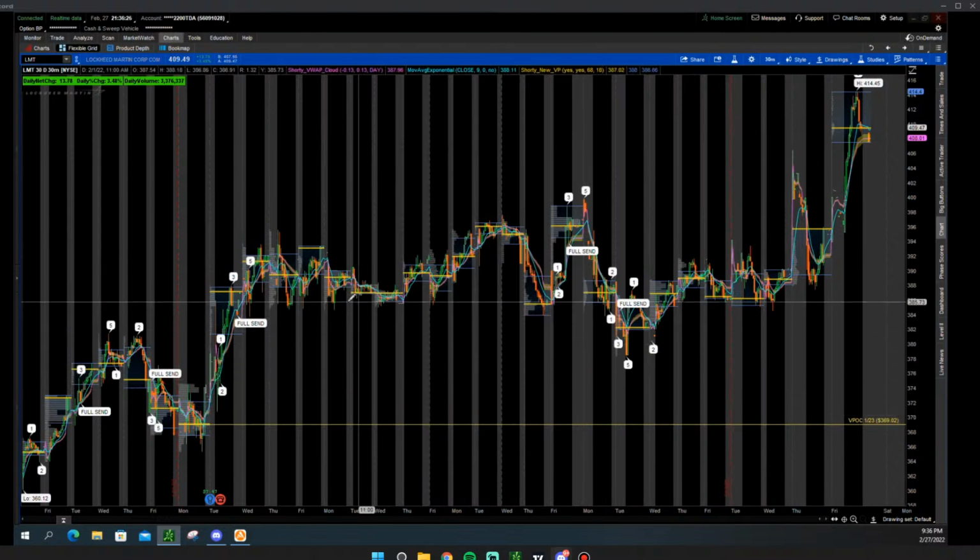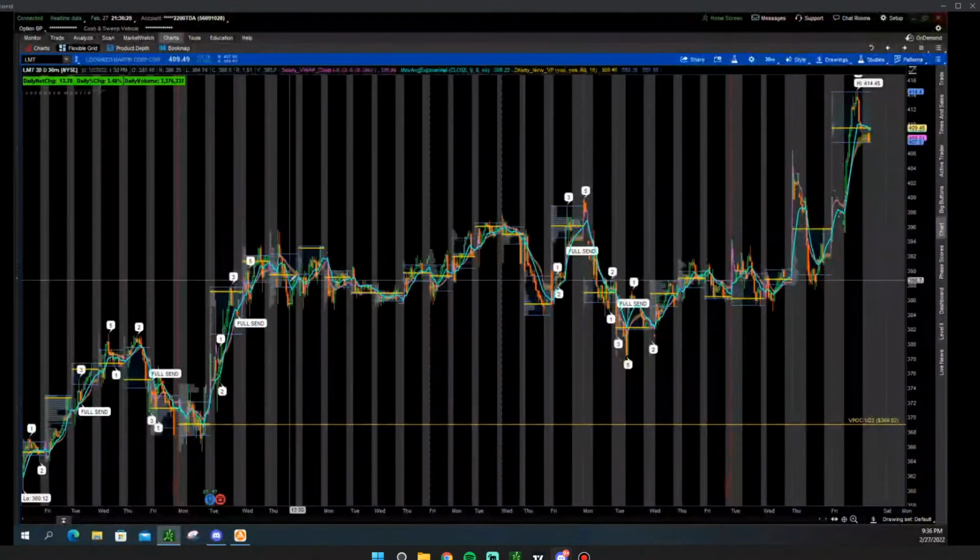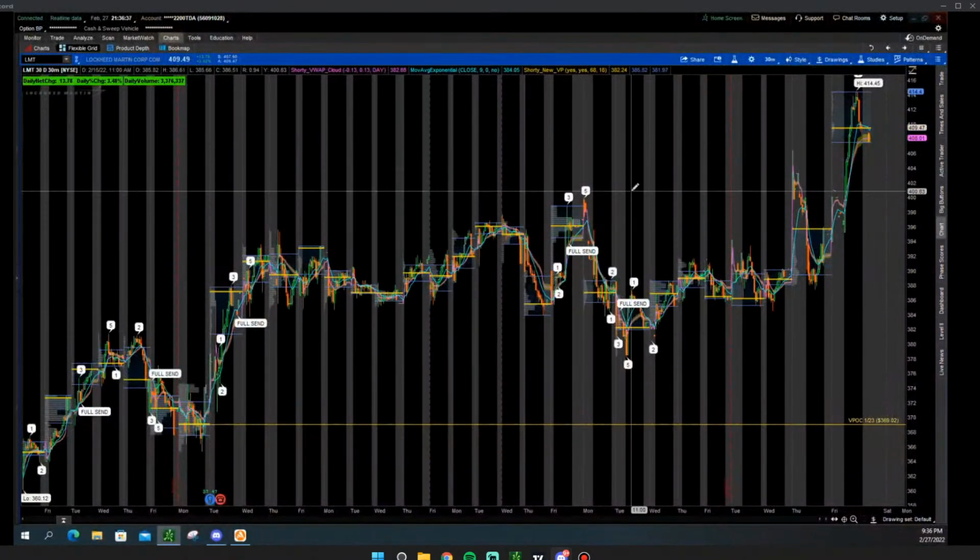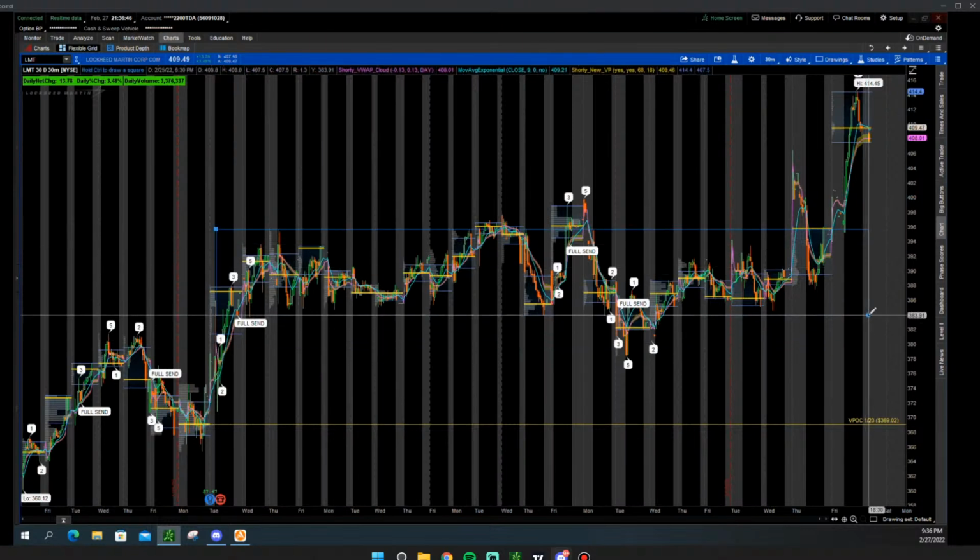Yeah, but it has a lot of, you guys see this action here? 1, 2, 3, 4, 5, 6, 7, 8, 9, 10, 11. 22 days it was stuck in this range. Kind of crazy. This was your range right here, for 22 days. That was pretty much in here.